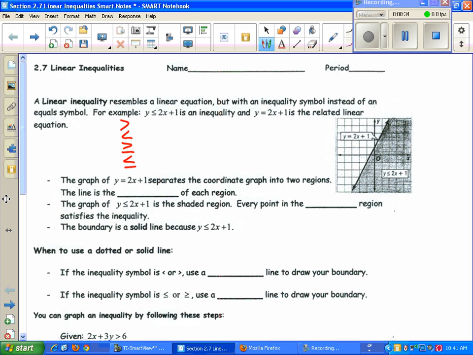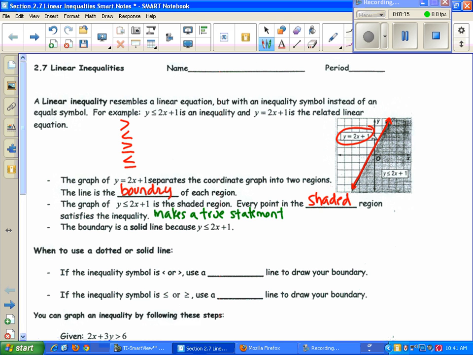The line is the boundary of each region. Notice that this line that we have here is what we call our boundary line, and it separates our graph into two different regions. The graph of y is less than or equal to 2x plus 1 is the shaded region. Every point in the shaded region satisfies the inequality. When it says satisfies the inequality, it means it makes a true statement.